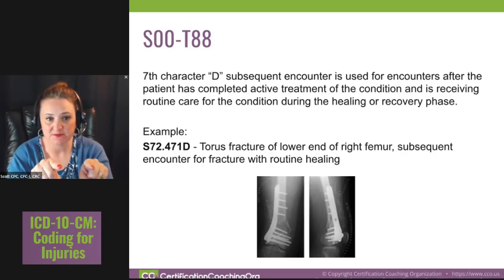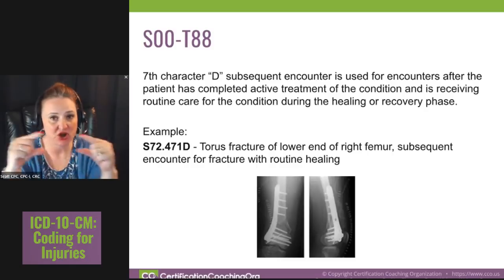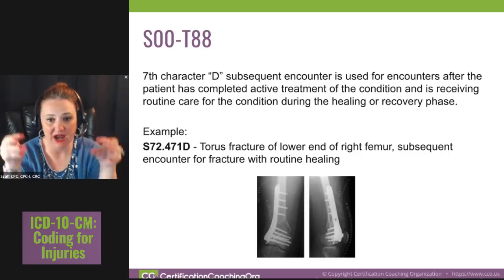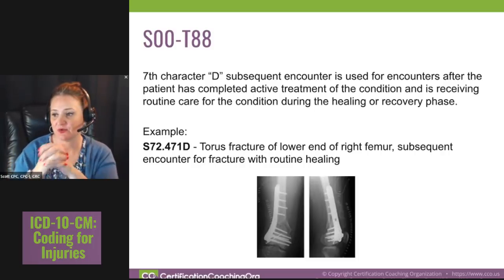This code, S72.471, is all about the fracture. And the fracture is now in the routine healing state. We're not actively going to do anything to that fracture now. We're just going to let the body take care of itself. And so therefore it's a D.